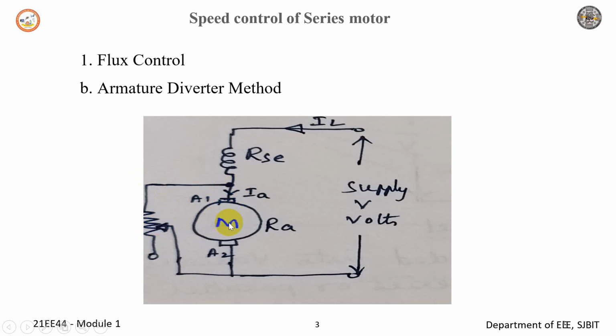We also know that T is proportional to phi Ia. As the load torque is constant, the flux has to increase, and therefore the motor draws more current from the supply, with an increase in the current through the field winding. So flux increases and the speed of the motor reduces, as we know the speed is inversely proportional to the flux. So this method is used to control the speed below the normal speed.